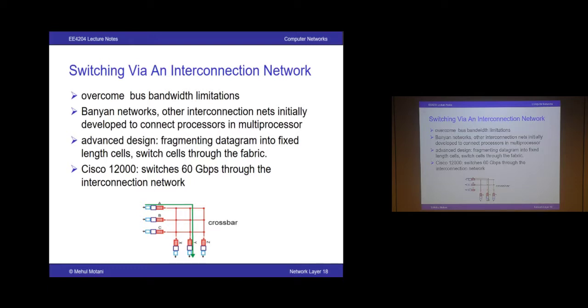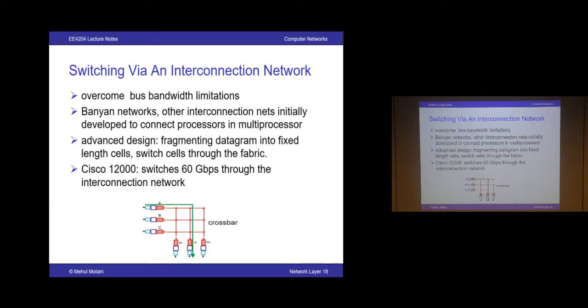So we started off with switching via memory, switching via bus, and a crossbar switch: an interconnection network. And as I told you, these are broad approaches. Optimizing these things is a huge area of research. To get to 60 gigabit per second, you need to do effectively this, but you need to optimize it. Does that make sense?